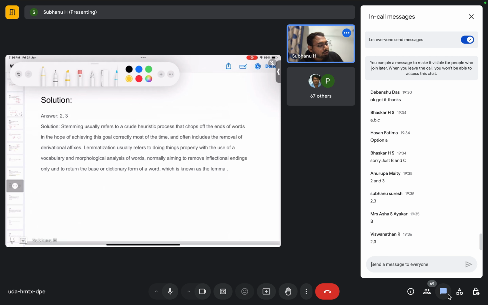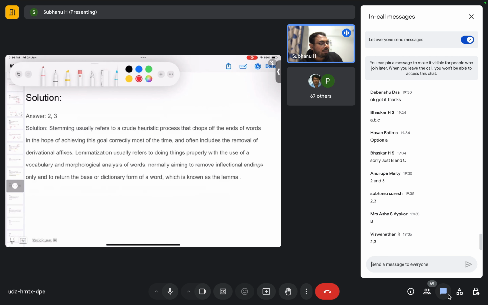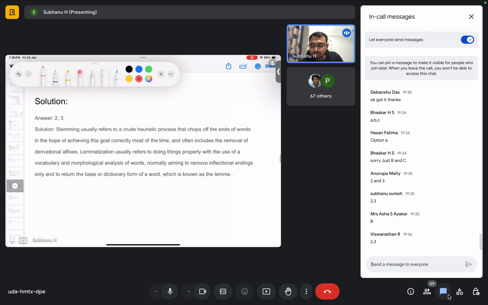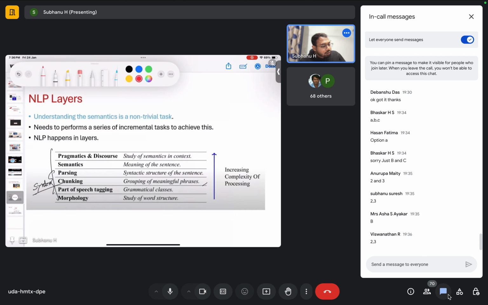Now we see what stemming refers to. So in the analysis of this, where are we basically? Let me give you the context. Yeah, so we are now in the morphology section.